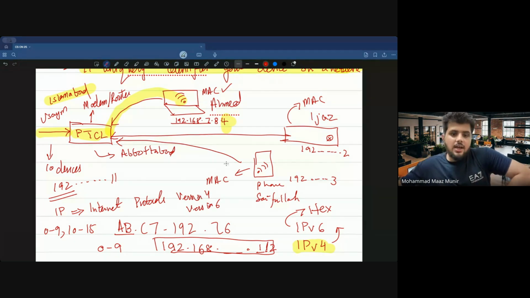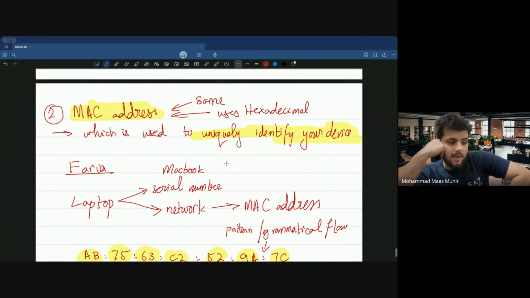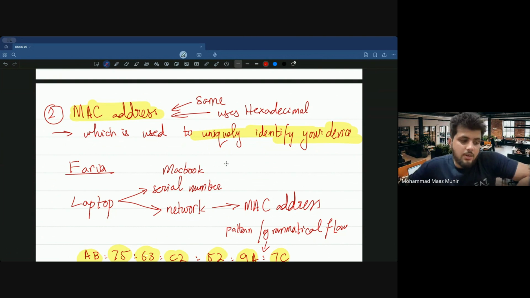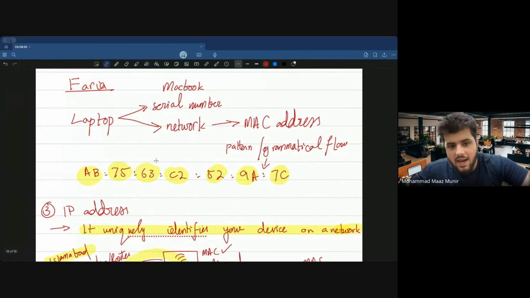Okay, about your MAC address, a good question. Ahmed asked, do MAC addresses vary on different devices of different companies like Samsung or Apple? The MAC addresses, like I gave you in all these examples, are 6 groups long. Okay, I just made this one extra. You have 6 groups: the first one, then 2, 3, 4, 5, 6.